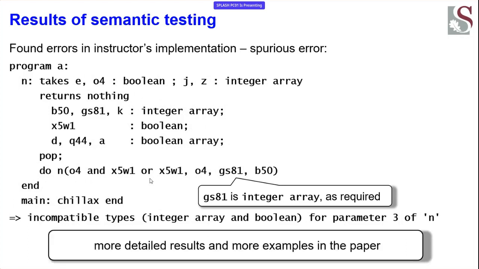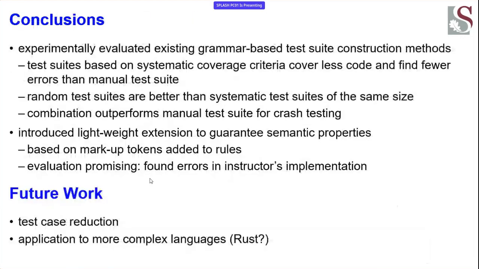Again, more examples, more results, more details are in the paper. Right. To conclude, we've experimentally evaluated existing grammar-based test suite construction methods. We've shown that at least for small one-pass compilers, the test suites based on systematic coverage criteria are worse. They cover less code and find fewer errors than a manual test suite. Random test suites are better, and the combination of random and systematic test suites are performing on par or better than a carefully manually constructed test suite.